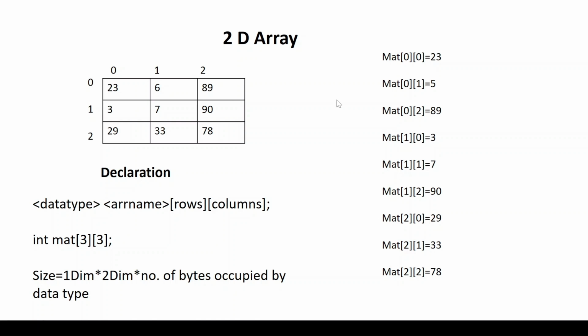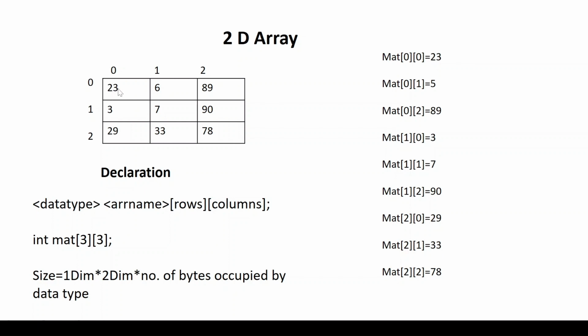Our next topic is 2D array. So in 2D array, values are stored in rows and columns. These are our rows and these are columns. So it can be shown diagrammatically like this.